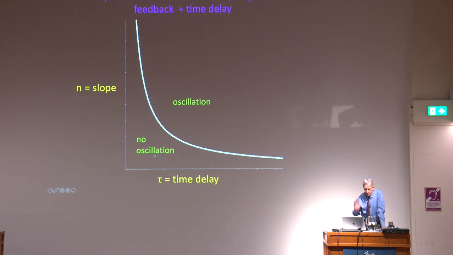Negative feedback loops promote homeostasis when the slope is mild and the time delays are small. Whereas if the feedback is steep and the time delays are significant, you are going to get oscillation.